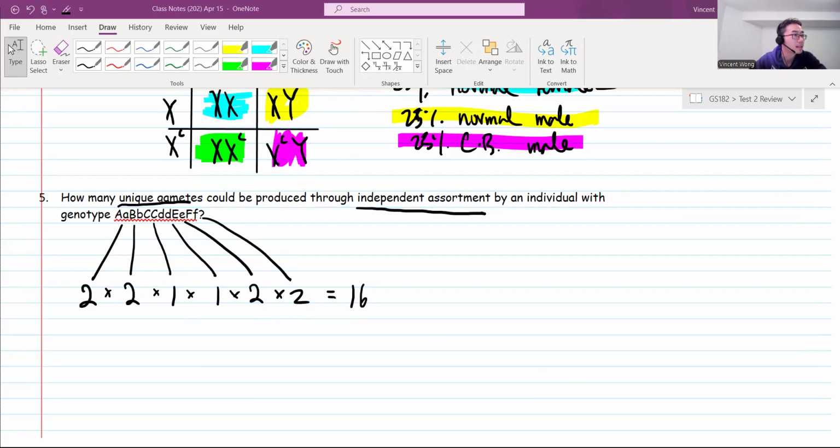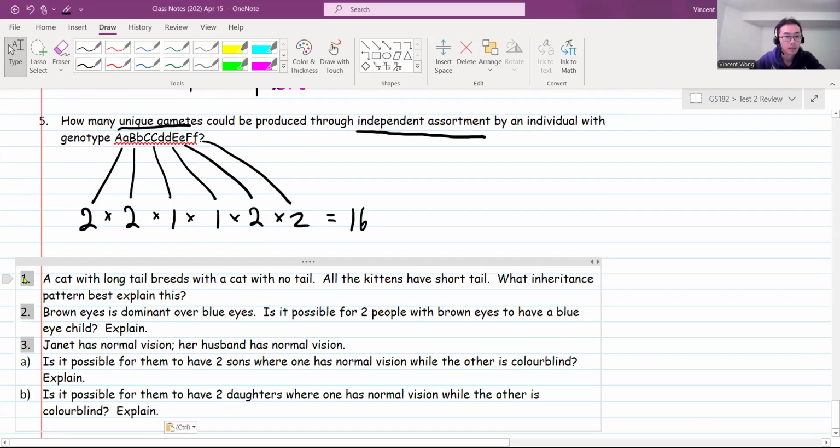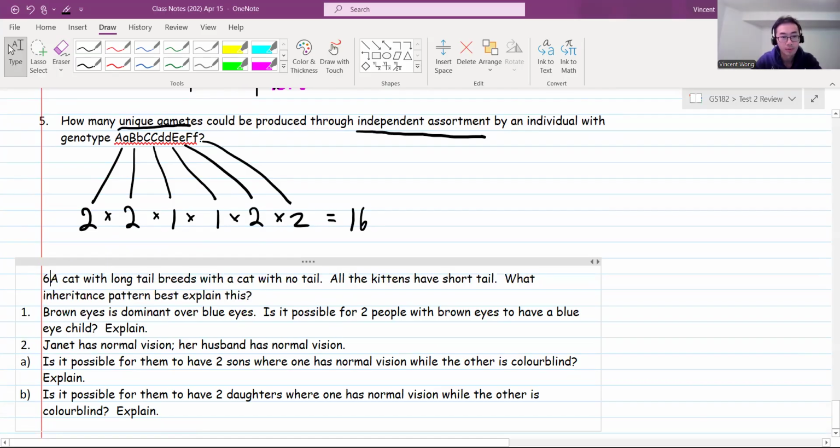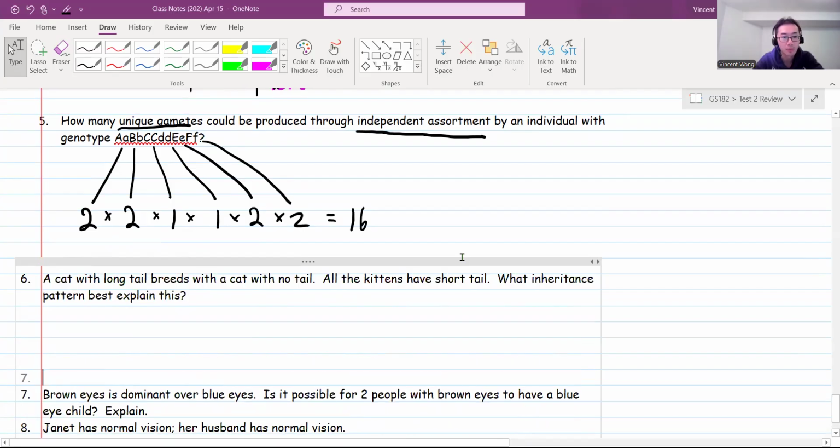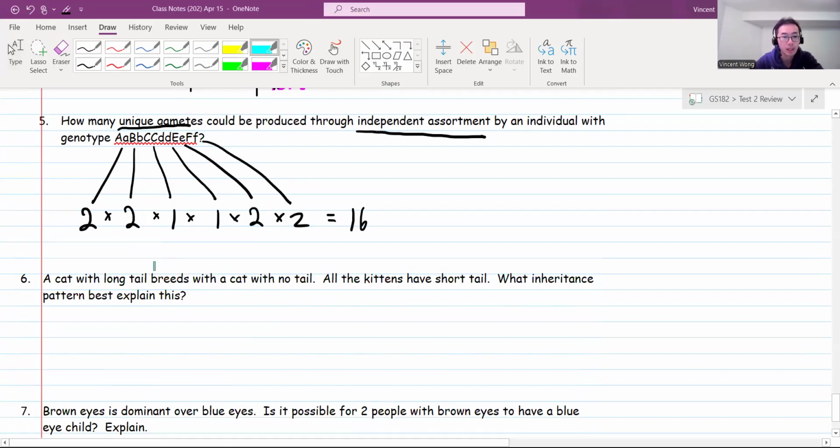Okay, give me a second here. Number 6 to 8. There we go. A cat with a long tail breeds with a cat with no tail. All the kittens have short tails. What inheritance pattern best describes this?